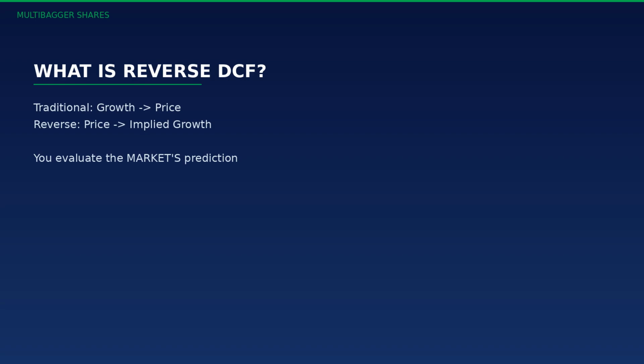Say a company has free cash flow of 200 crore and is trading at an enterprise value of 4,900 crore. Using a 13% discount rate and 5% terminal growth over 10 years, you solve for the implied growth rate. The answer comes to roughly 22% per year for 10 years. Now you ask the critical question: is 22% FCF growth realistic for this company?